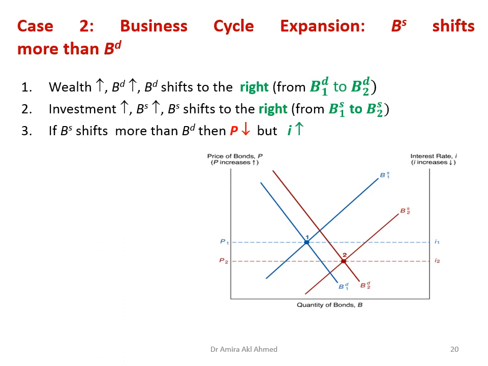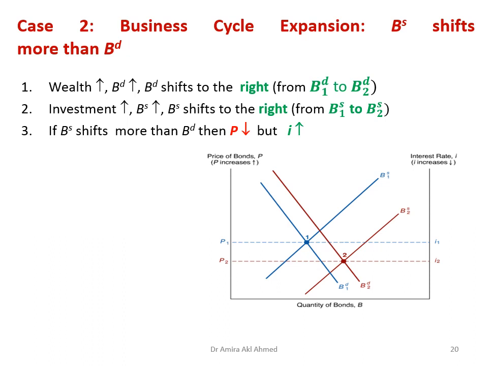In addition, a business expansion also increases wealth, and therefore the demand for bonds at each price and interest rate will increase. This is shown graphically by the demand curve shifting to the right. Kindly bear in mind that we assume that the shift in the supply curve is greater than the shift in the demand curve in the current case.